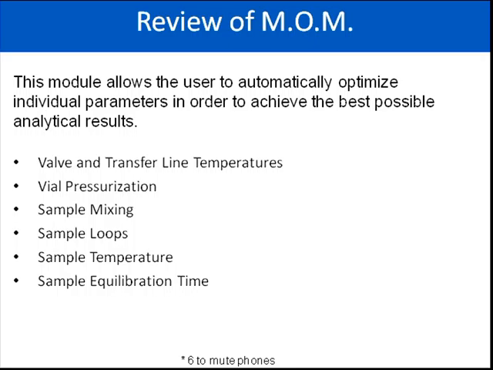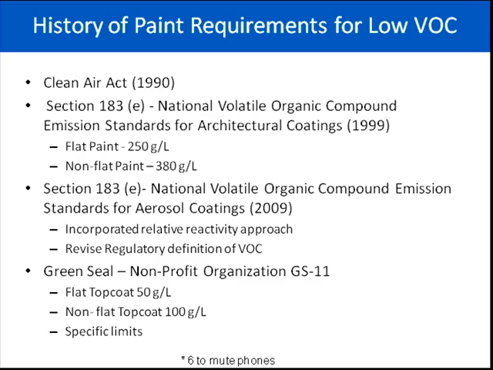First of all, I'd like to go over a little bit of the history of paint requirements for low VOCs. The Clean Air Act was enacted by the EPA in the late 80s to early 90s. Some of the notable actions of this act that we know of are the ban of CFCs as propellants, catalytic converters, and the removal of lead from gasoline. Section 183 of the Clean Air Act includes regulation concerning the amount of volatile organic compounds for architectural coatings. And in 1999, that was at 250 grams per liter for flat paint and 380 grams per liter for non-flat paint.